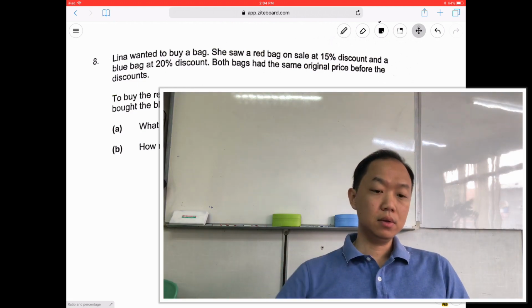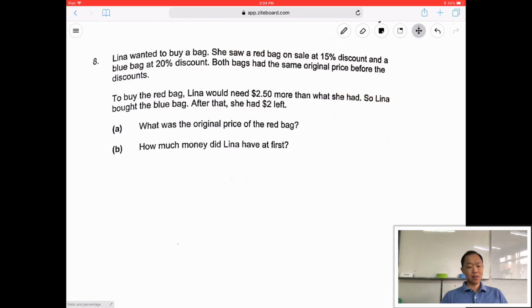Okay, so you have a red bag with a 50% discount and a blue bag with a 20% discount. Both have the same price before. To buy the red, Lina will need $2.50 more. So Lina bought the blue instead. After that, she had $2 left.